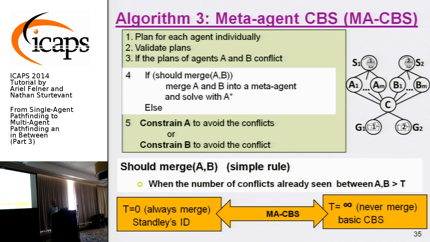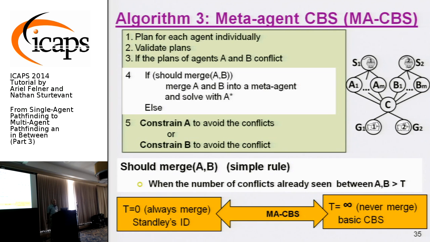There is also a continuum here, because MACBS, if you take T equals 0, which means always merge, is exactly what Stanley called independence detection. If there is a small conflict, then merge them and solve them together.